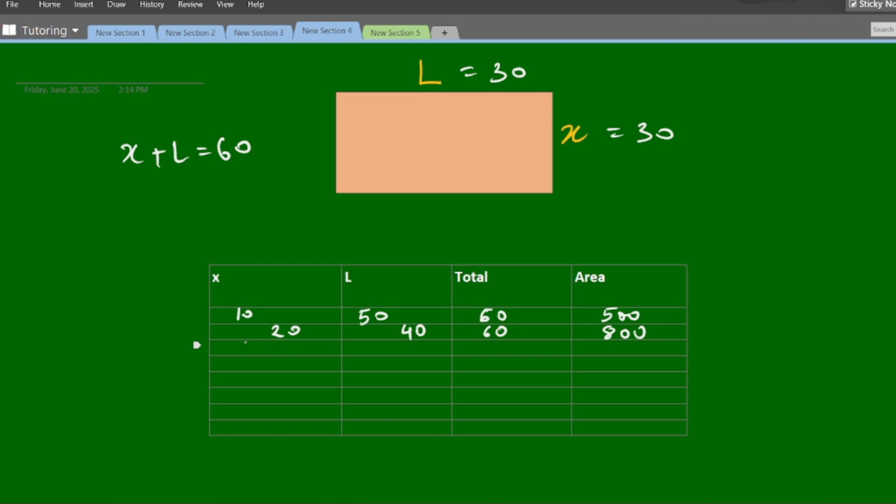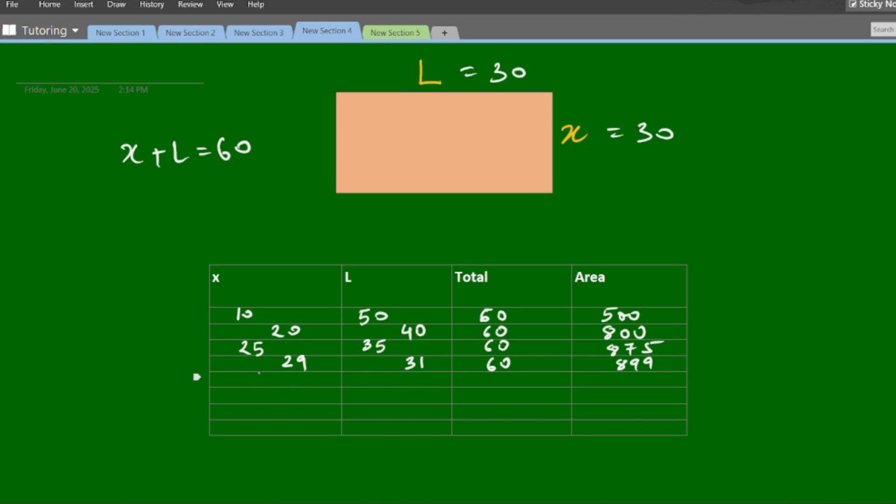Area is increasing. Let's suppose x is 25, L will be 35, because 25 plus 35 is 60, right? So your area will be 30 square minus 5 square, 900 minus 25, which will be 875, right? Area is increasing. Let's do 29 and 31. 29 plus 31 is also 60. That will be 30 square minus 1, which is 900 minus 1, which is 899. Ooh, the area is increasing.